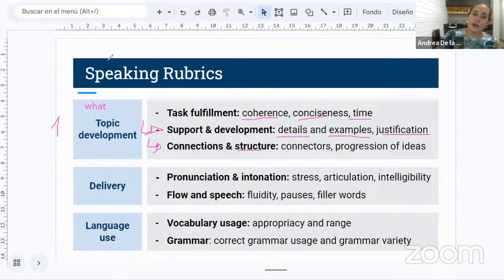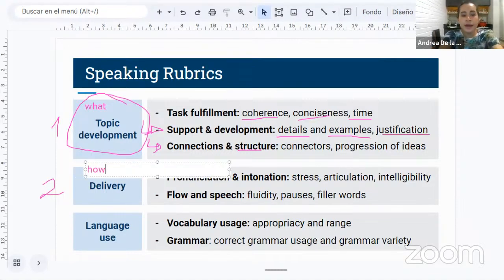So that is what they look at when they're considering topic development. Basically, what you say, how well connected it is, how well supported it is, whether it makes sense, whether you're answering the question and fulfilling what they're asking you to do, and timing. Okay. Second thing they look at is delivery, which means how you speak.